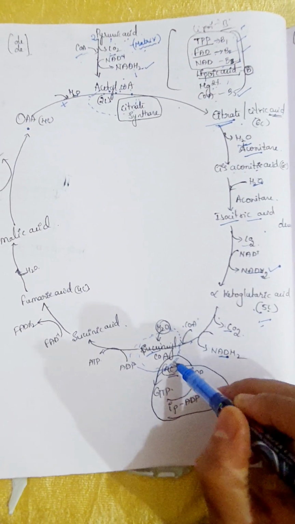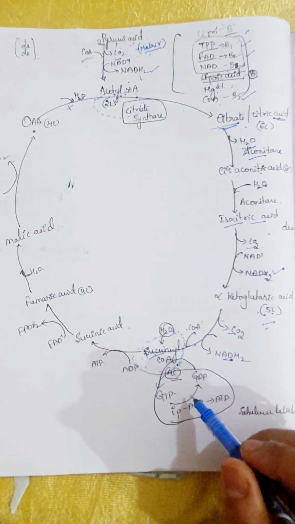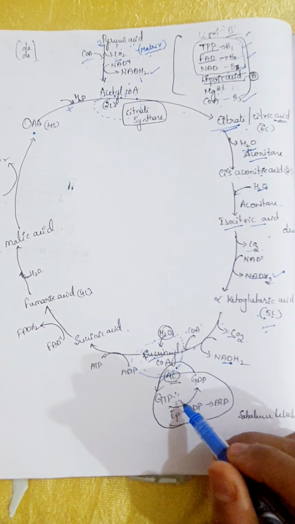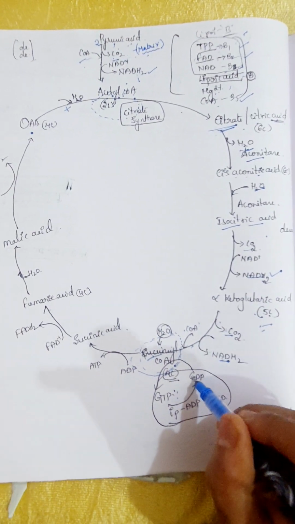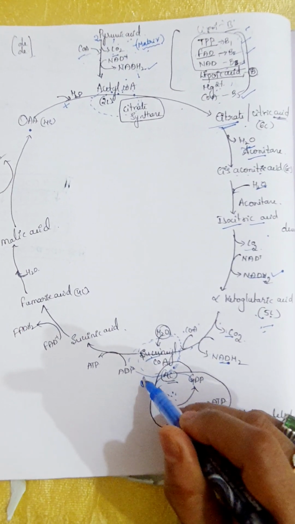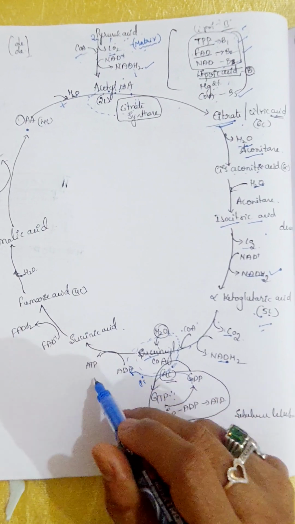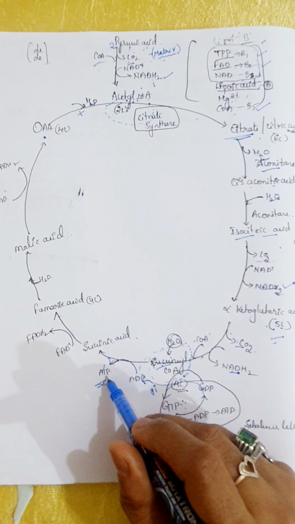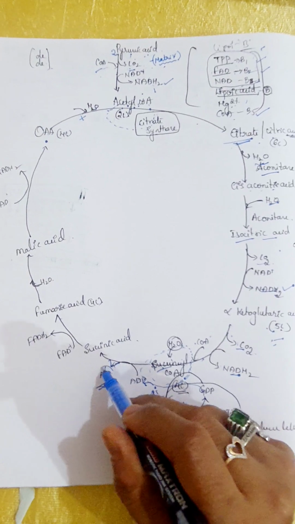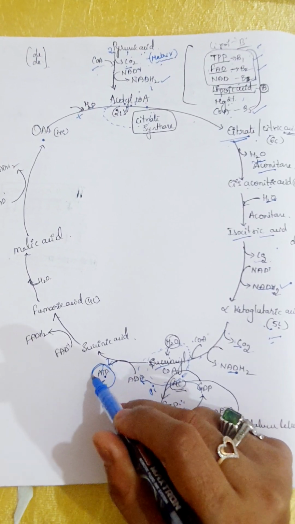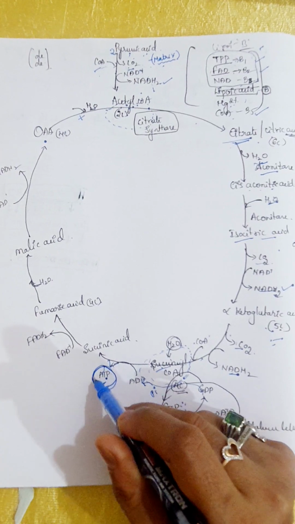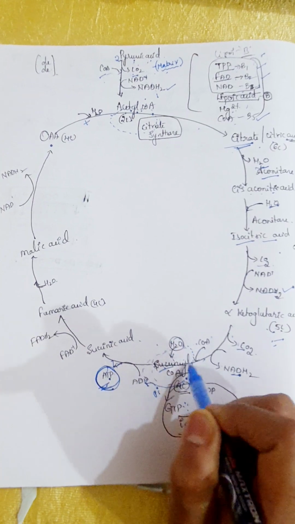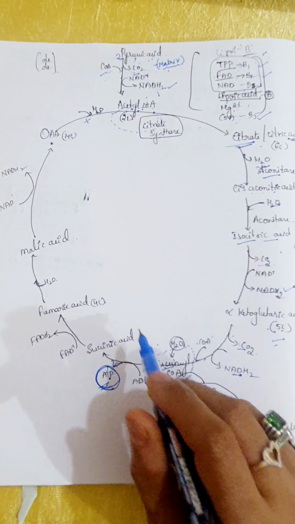Here substrate level phosphorylation takes place. What does that mean? GDP forms GTP here. Again GTP loses the phosphate, and now this phosphate is accepted by ADP, forming ATP. Finally, we get ATP from this Krebs cycle. Substrate level phosphorylation means the direct release of ATP. Then succinic acid is formed. Again, coenzyme A may combine with another succinyl molecule.